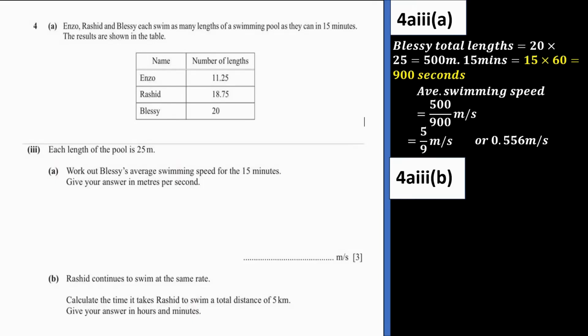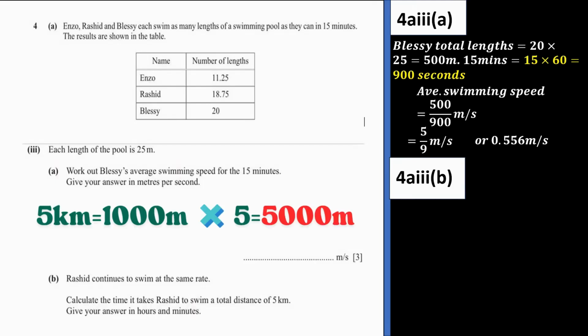Give your answer in hours and minutes. I want us to also bear in mind here that 5 kilometers is equivalent to 5,000 meters. The standard conversion is 1,000 meters equals 1 kilometer. So when you have 5 kilometers, it means 1,000 times 5, which is 5,000 meters.